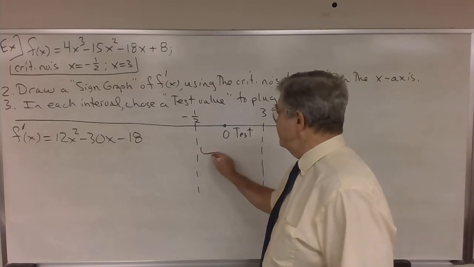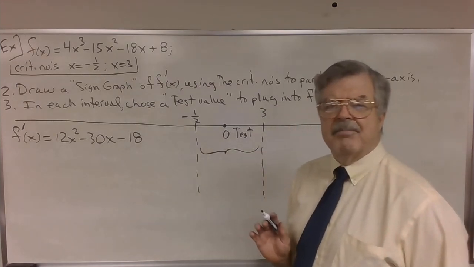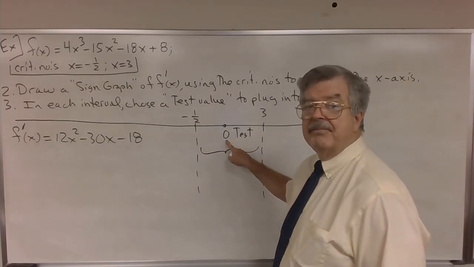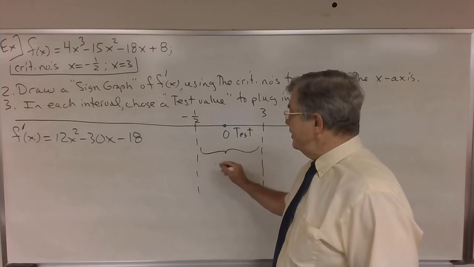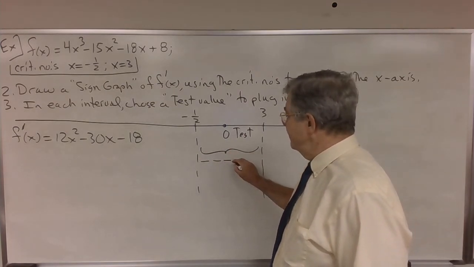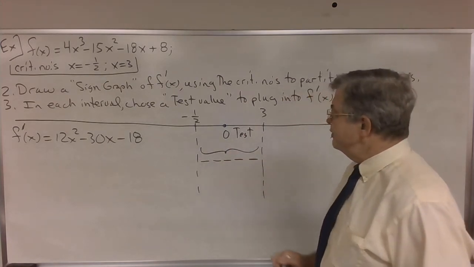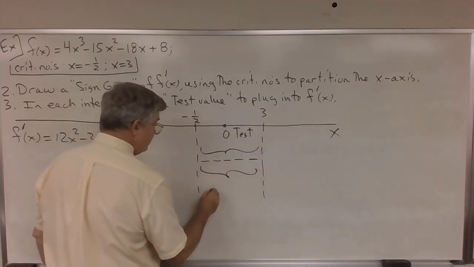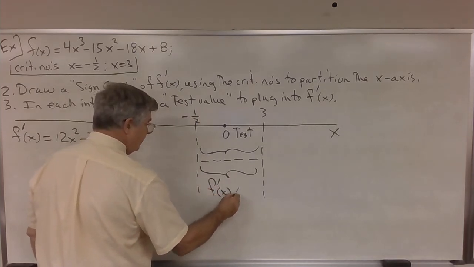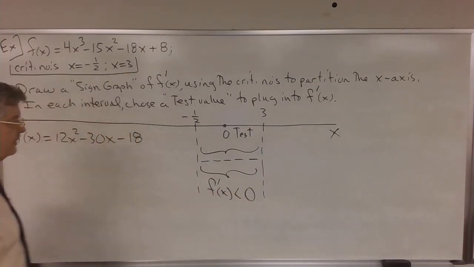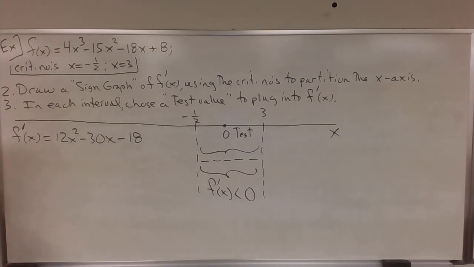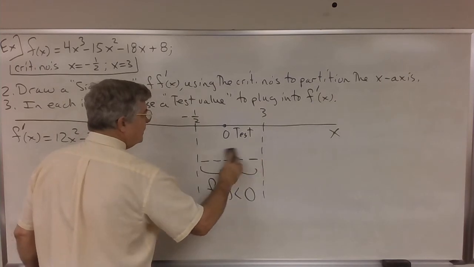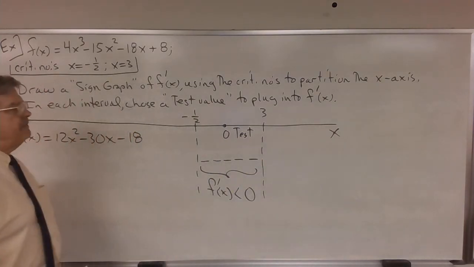When x is 0, the derivative is negative. And from our last example, we know that the sign of the derivative at any point in this interval determines the sign of the derivative at every point in this interval. So the derivative is negative in this interval. And I will write down f prime of x less than 0.